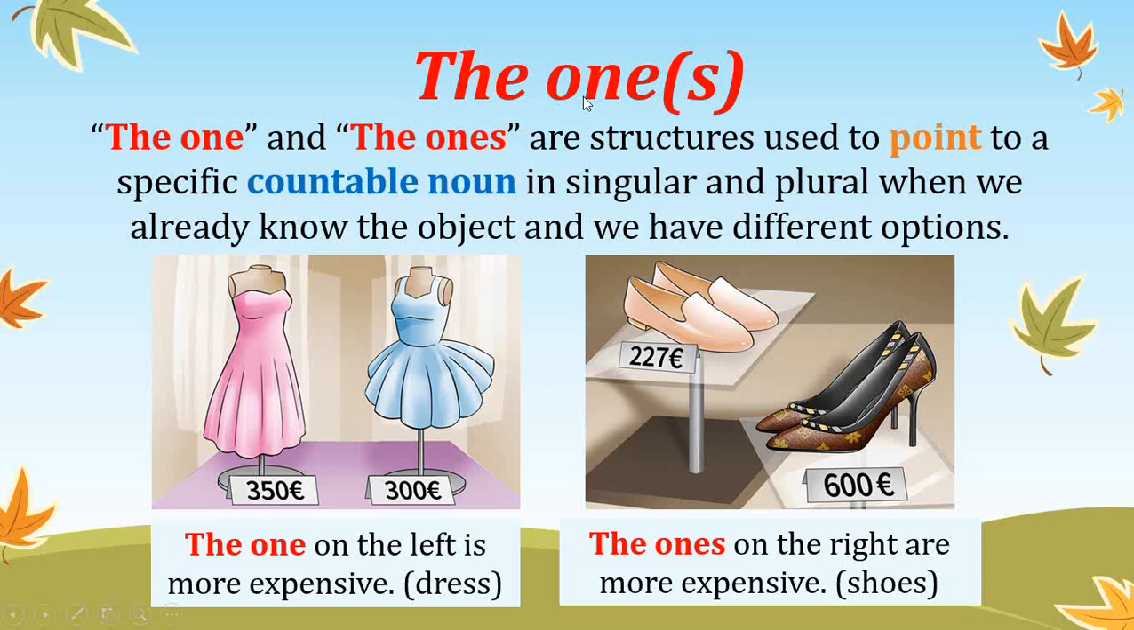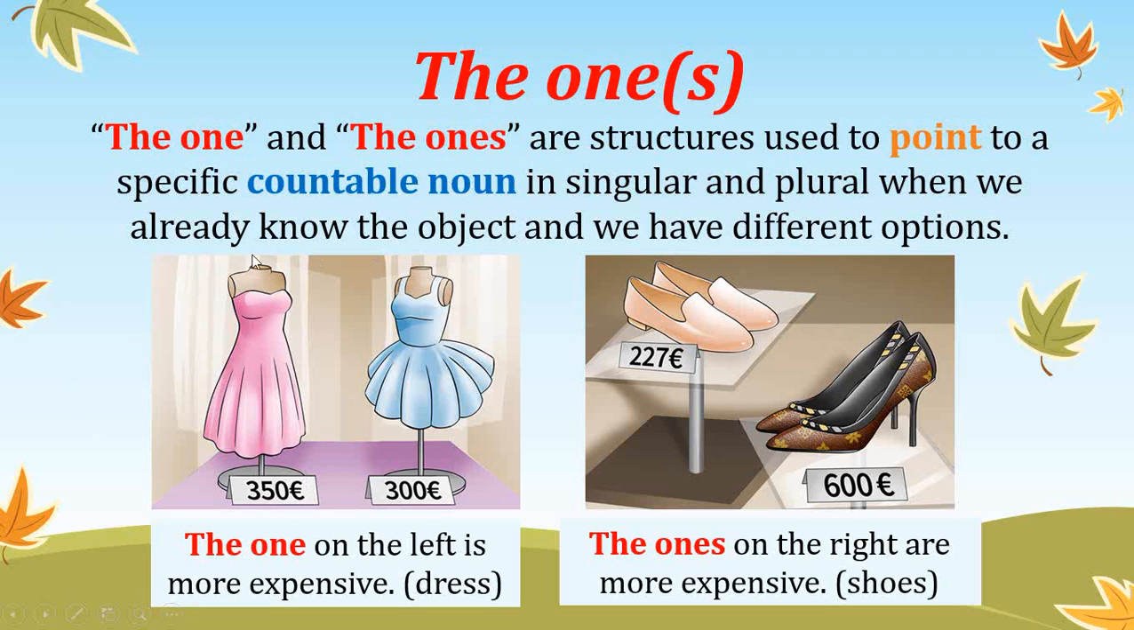The one or the ones. The one and the ones are structures used to point to a specific countable noun in singular and plural when we already know the object and we have different options.